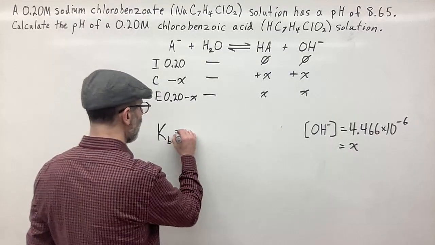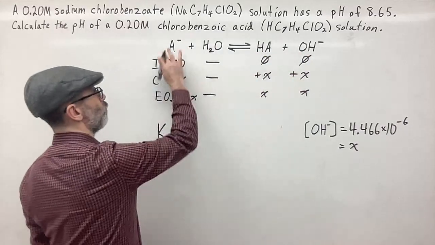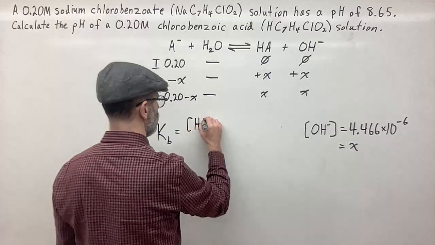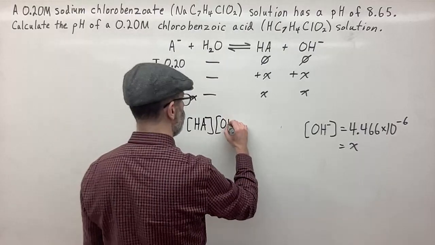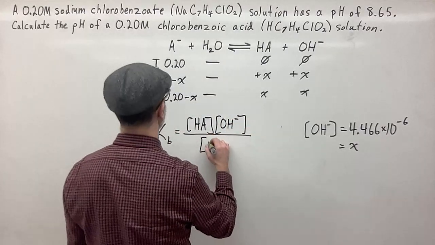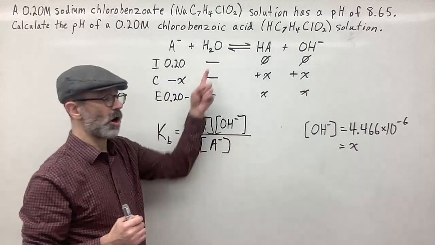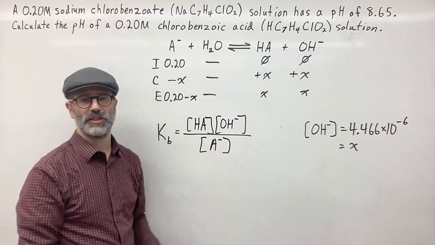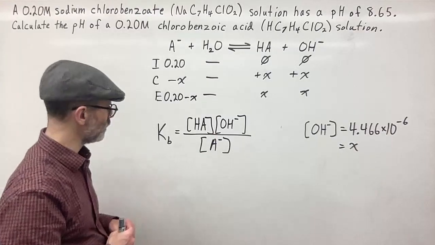Okay, so Kb is going to be equal to the product concentrations over the reactant concentrations. So here we're going to have the concentration of HA multiplied by the concentration of OH- over the concentration of A-. Notice that I'm not putting water in, because water is a liquid and we don't put liquids and solids into our Kb expressions, into our equilibrium constant expressions.